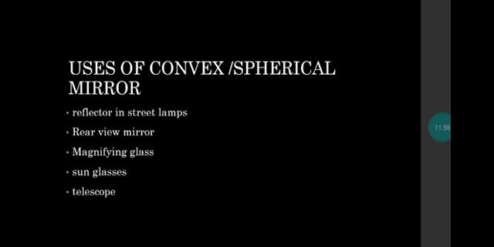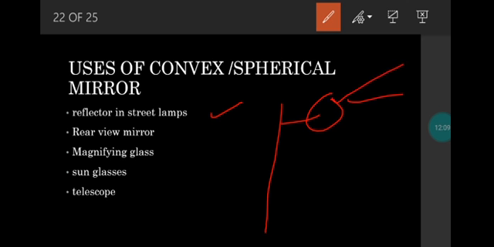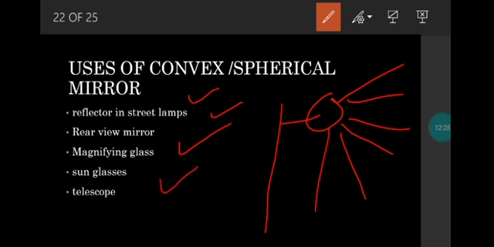And coming to convex mirrors, they are used as reflectors in street lamps. A street lamp will be like this. It diverges the light in different directions. In order to diverge the light in different directions, we use convex mirrors there. It is also used as a rear view mirror, as a magnifying glass, in sunglasses and also in telescopes.